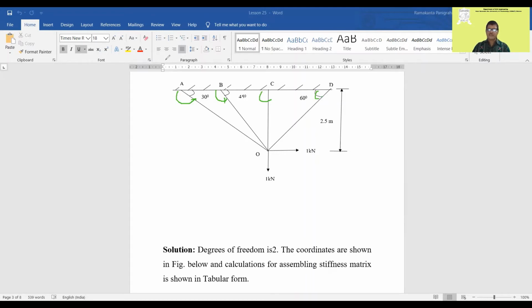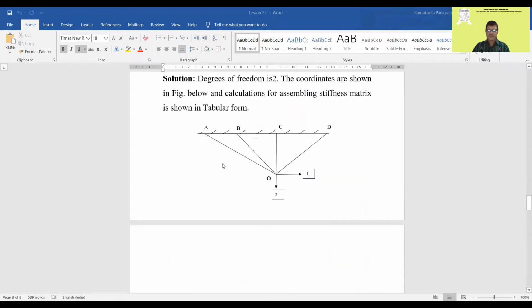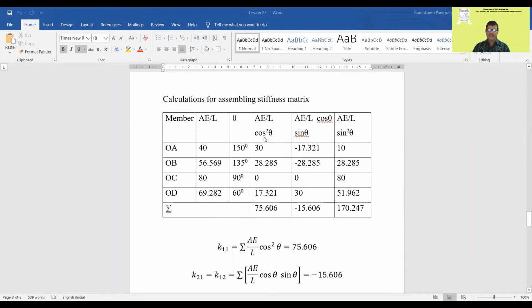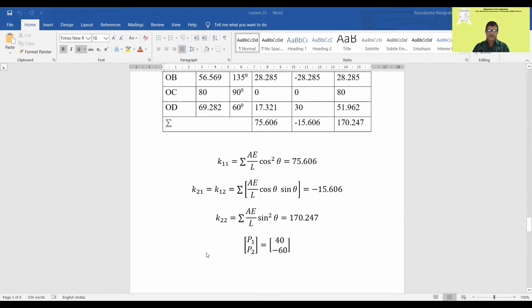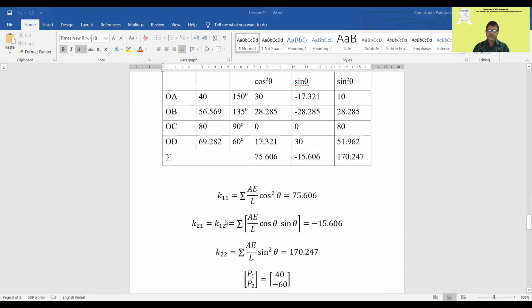Once you find these values, you find the properties, and the other values are given in tabular form. That is AE by L cos square theta, AE by L cos theta sin theta, AE by L sin square theta. This is required because you need to find K11, K21, K22. Now K11 is equal to sigma AE by L cos square theta. Remember the member is at an angle theta; we'll see in the next discussion how it is obtained.